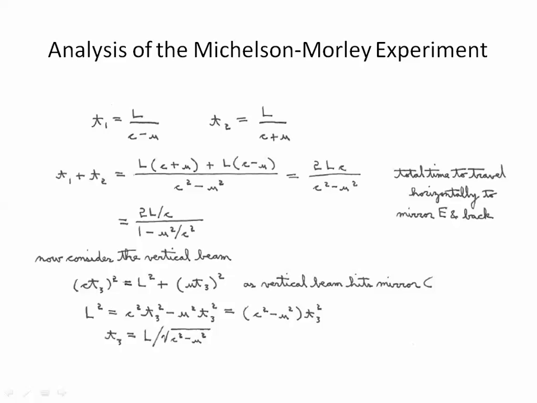We have the quantity c times t3 squared equals the sum of L squared and the quantity u t3 squared. We collect all the terms with t3 on one side and take the square root to get the equation for t3 shown at the bottom of the slide.